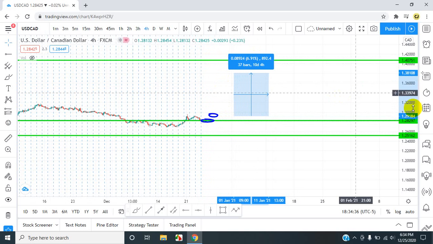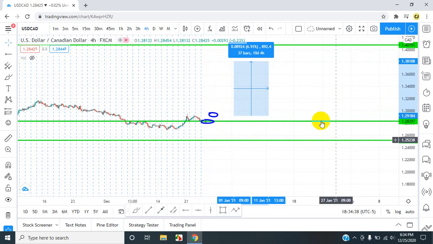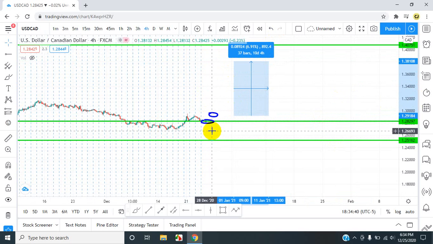This is a good pair. It's actually an amazing trade that we can take all the way to the top. All you got to do is wait to find entry.